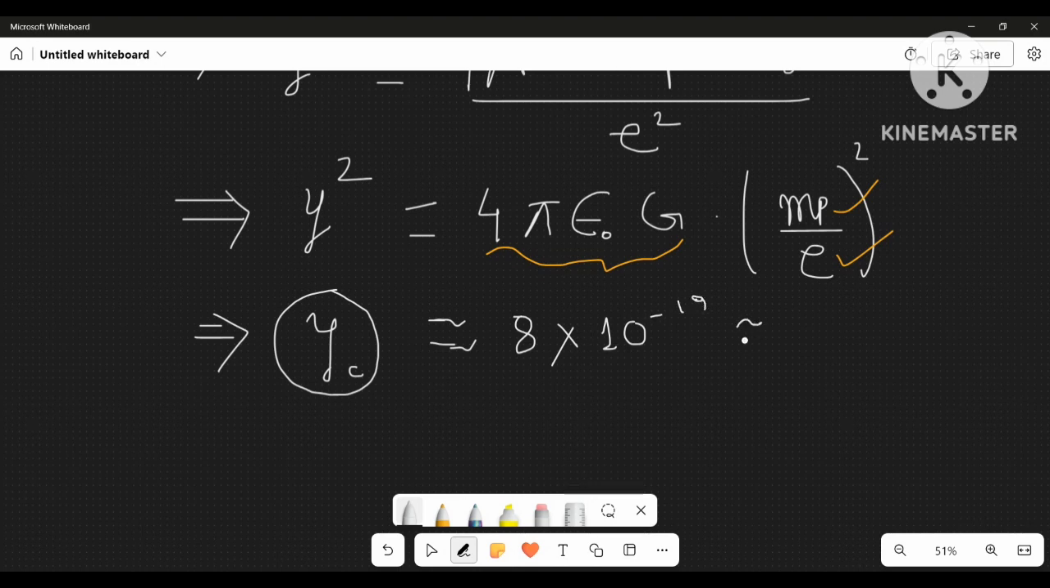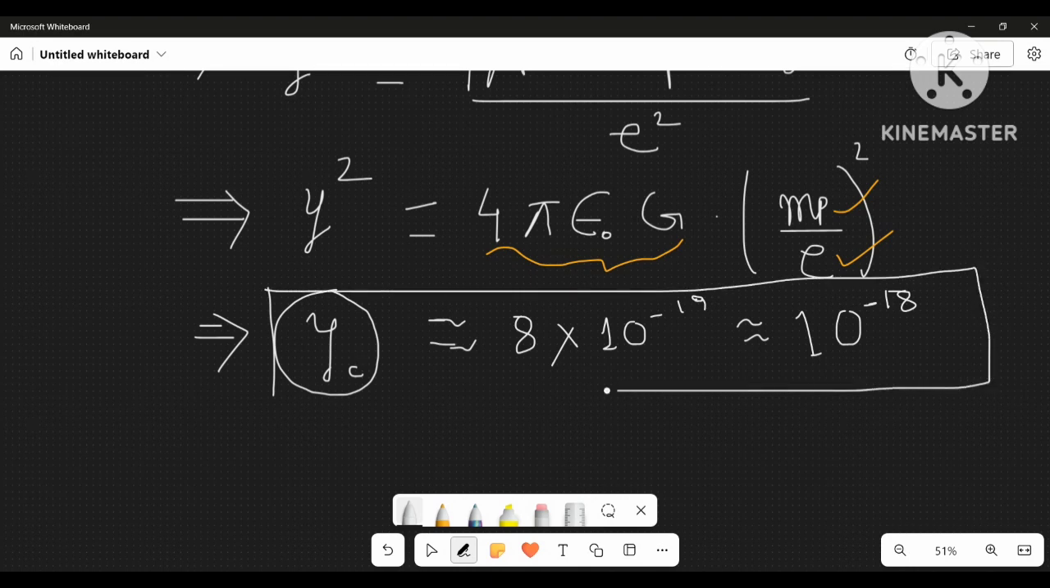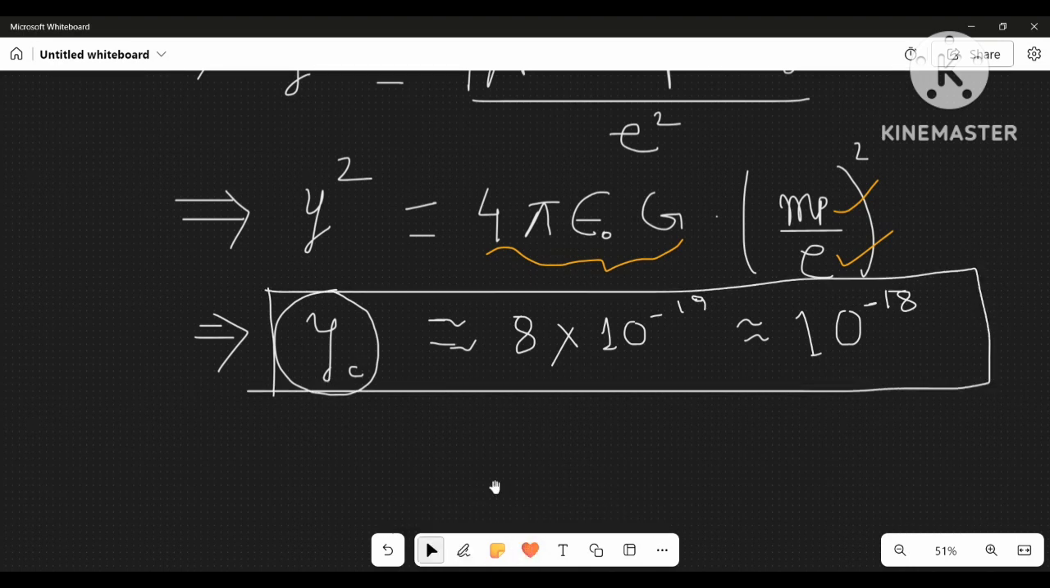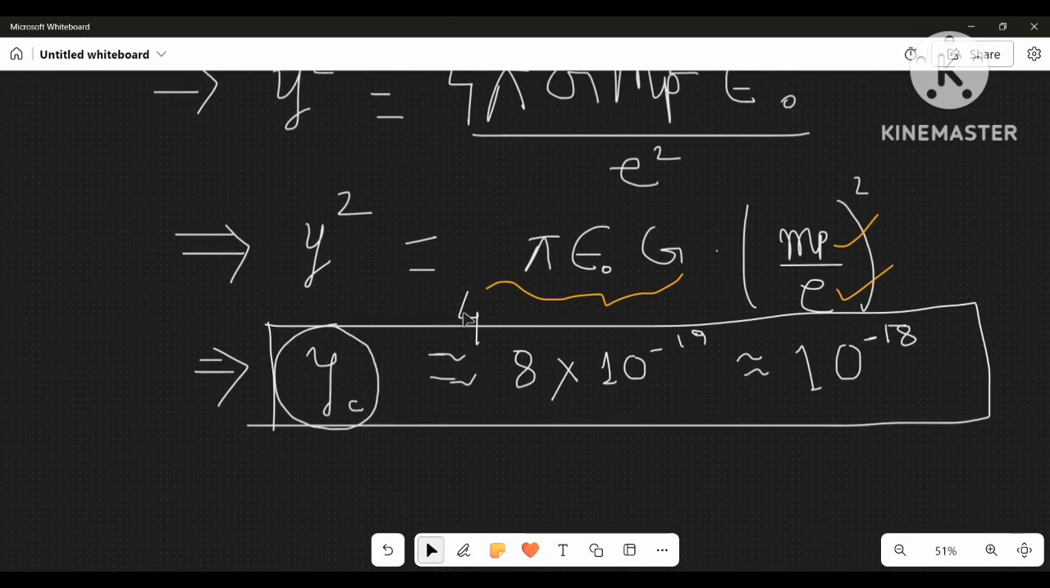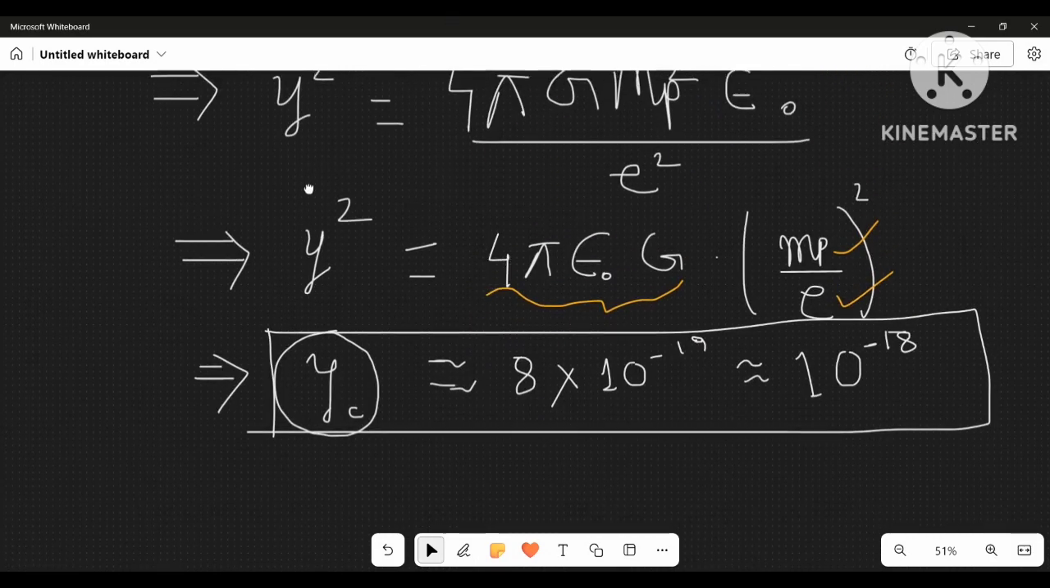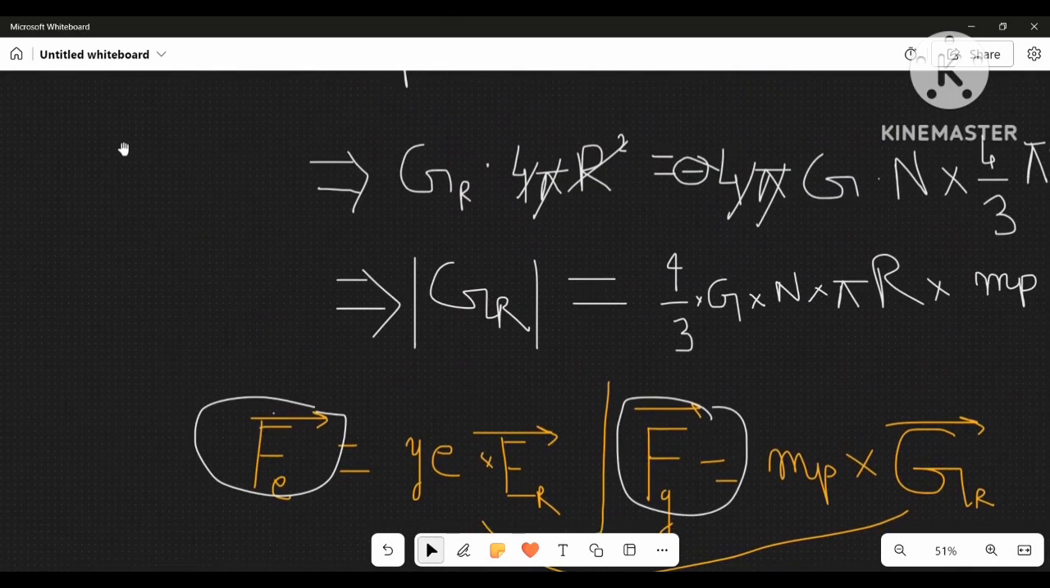It is almost of the order of 10 to the power of minus 18. So the critical value of y at which expansion of the universe starts is of the order of 10 to the power of minus 18. So this is our answer to the first part of the problem, and let us get back to the original problem.